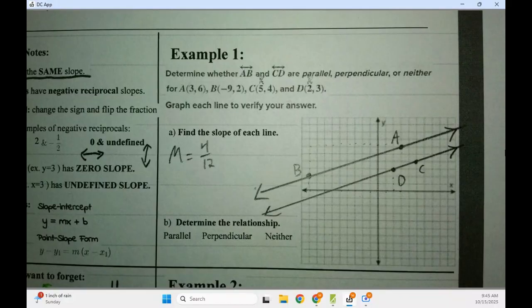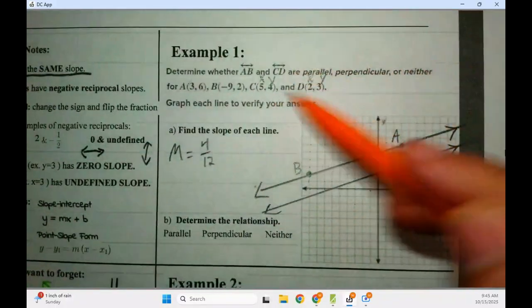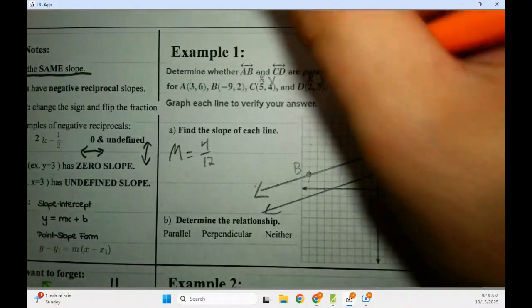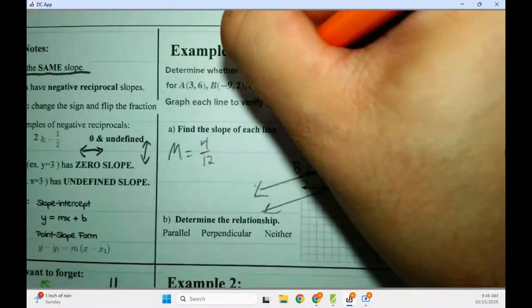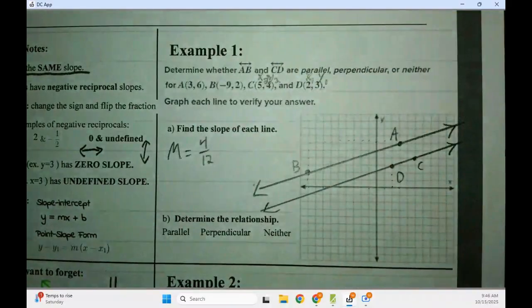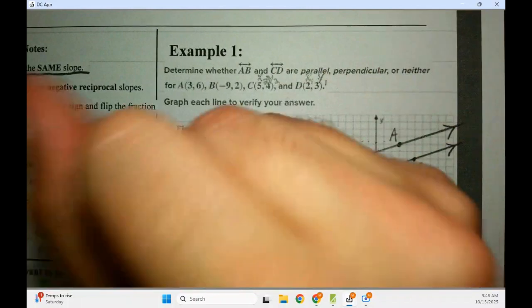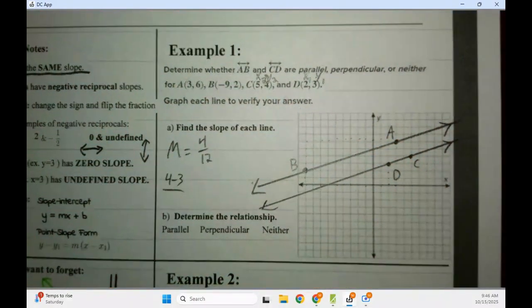What are my 2 y's? Yeah, the other ones, 4 and 3. So y and y. Do I start with 5, 4 or 2, 3? You tell me. 2, 3. So I'm going to put little 1s right next to the start. I'm going to put little 2s right next to the end. Okay? So I have y2 minus y1. So 4 minus 3. And then what's my x2 minus x1 in this case?